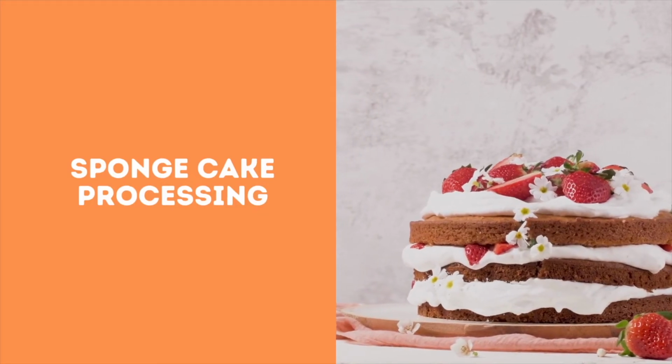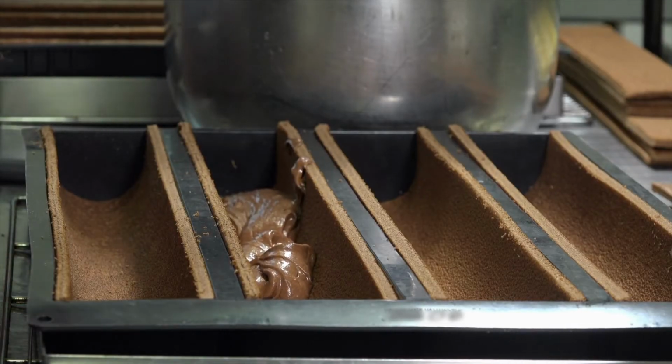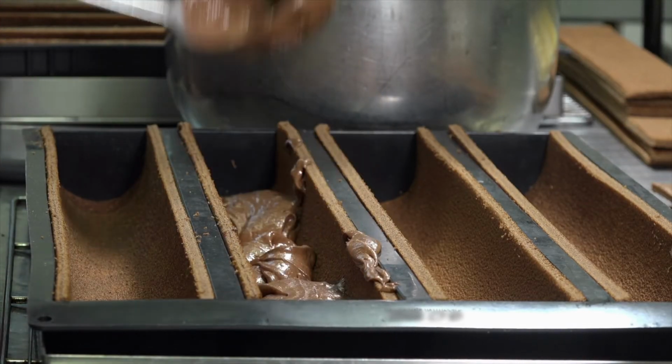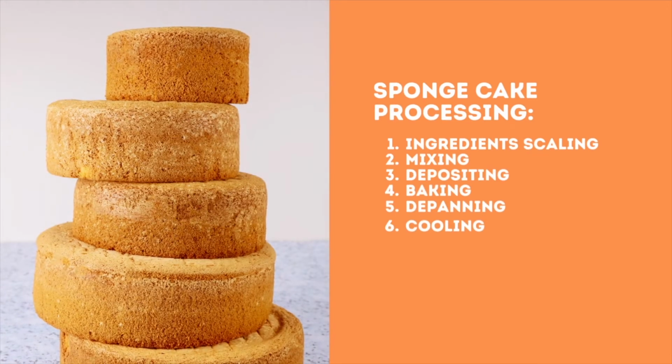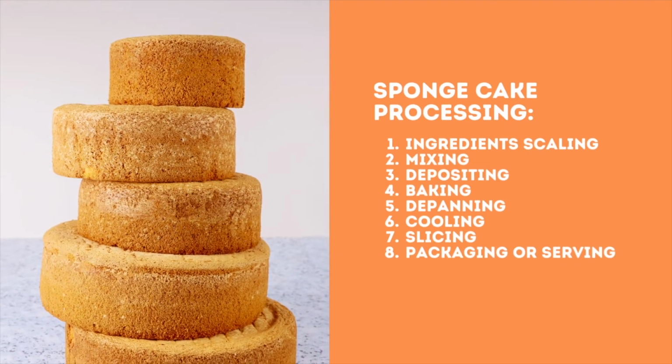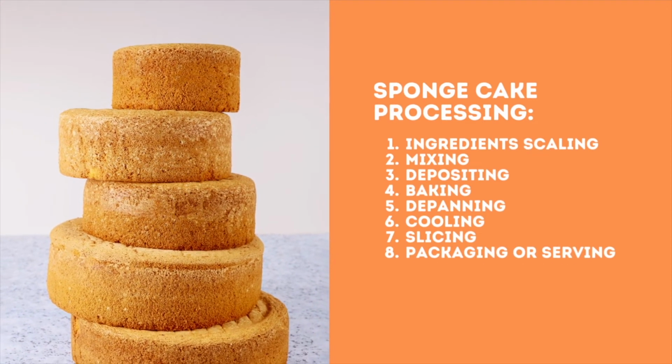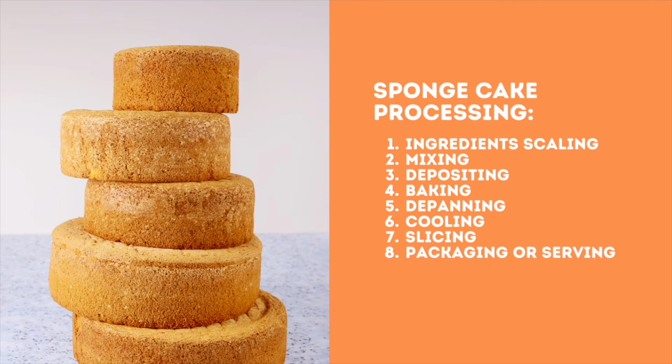Sponge cake processing. The following steps are used to produce this baked good. 1. Ingredients scaling. 2. Mixing, hot and/or cold process. 3. Depositing. 4. Baking. Bake at 360 to 425 degrees Fahrenheit, or 182 to 218 degrees Celsius, to an internal temperature of 204 degrees Fahrenheit or 95 degrees Celsius.